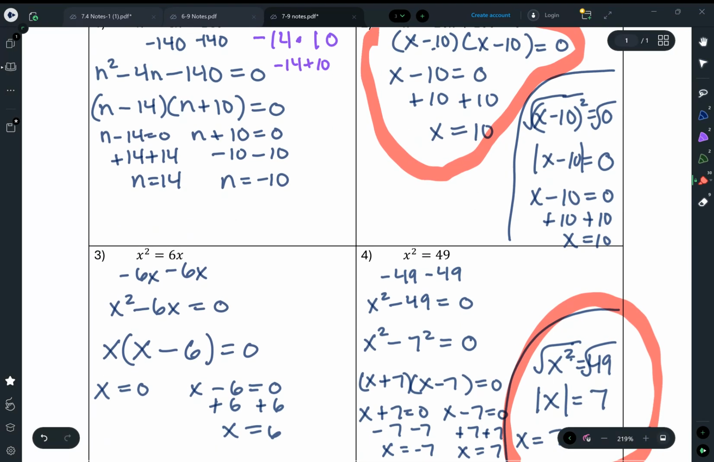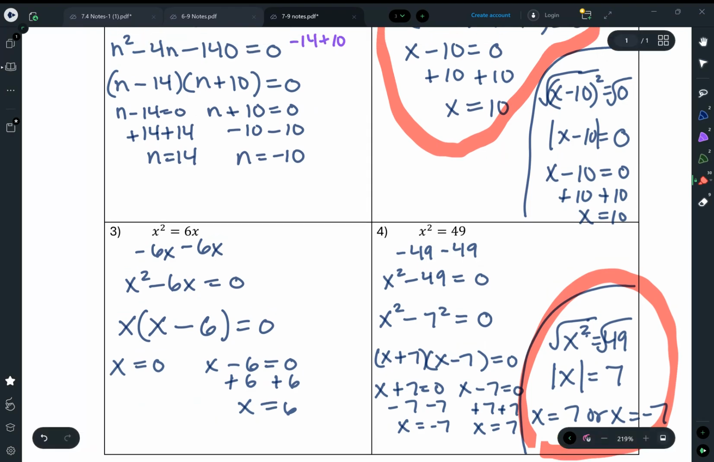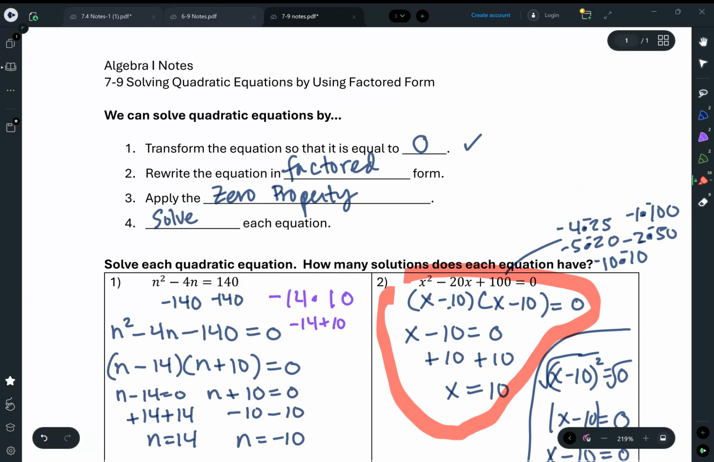And so really think as you're working through these, what's the most efficient way to solve? What's going to get you there with the least number of steps? So we're not really doing anything new today, but we are putting big ideas together. We've already used zero product property, we've already factored, now we're combining them in order to solve quadratic equations. That's our main idea for the day.